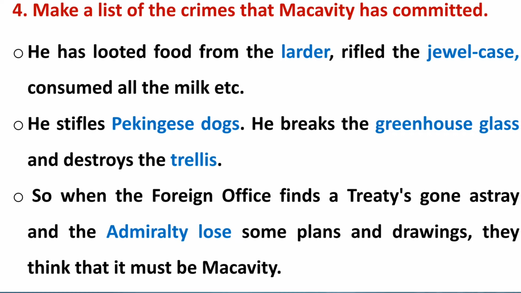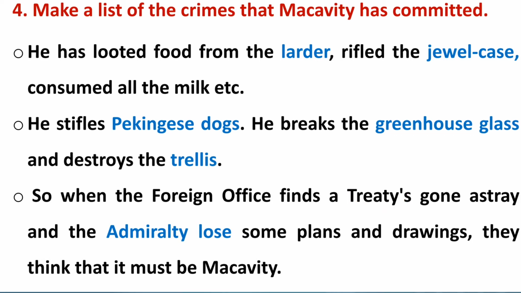The third point: when the foreign officers find a treaty gone astray and the Admiralty loses some plans and drawings, they think that it must be Mccavity. So let me tell you what a treaty is. A treaty is nothing but a written document or a written agreement between two countries. So now what happens? That agreement was missing.